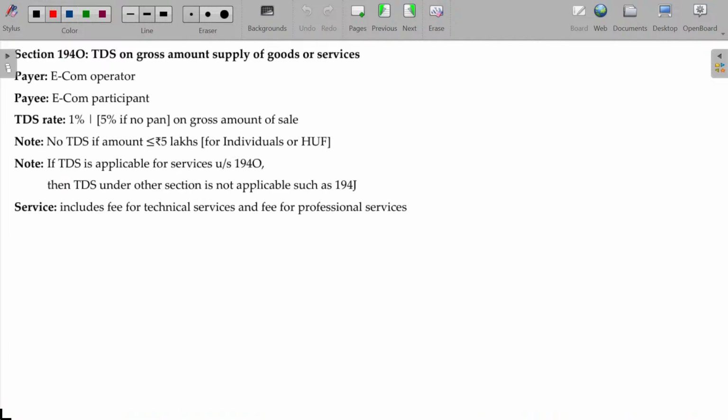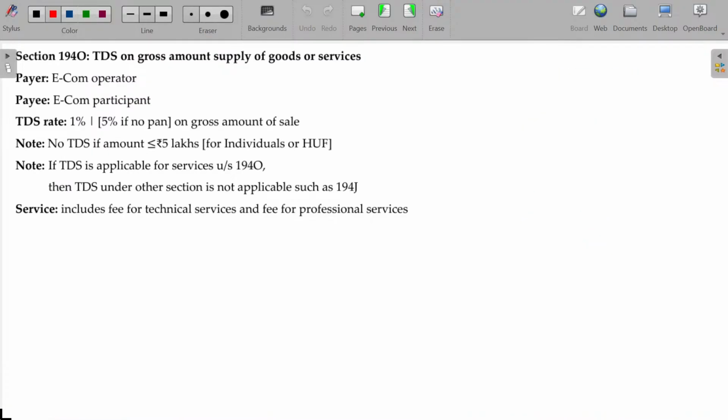Now, 194 O, gross amount of supply of goods or services routed through an e-com operator, e-com participant. Okay, so A, customer, and Amazon. A to Z, Amazon.